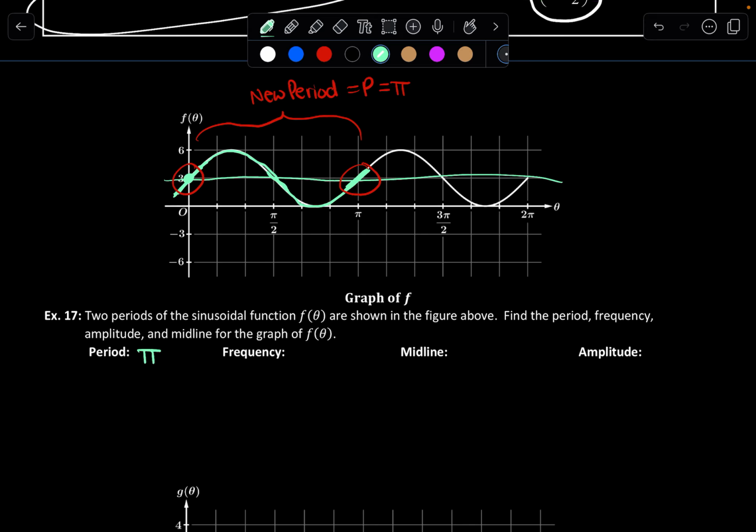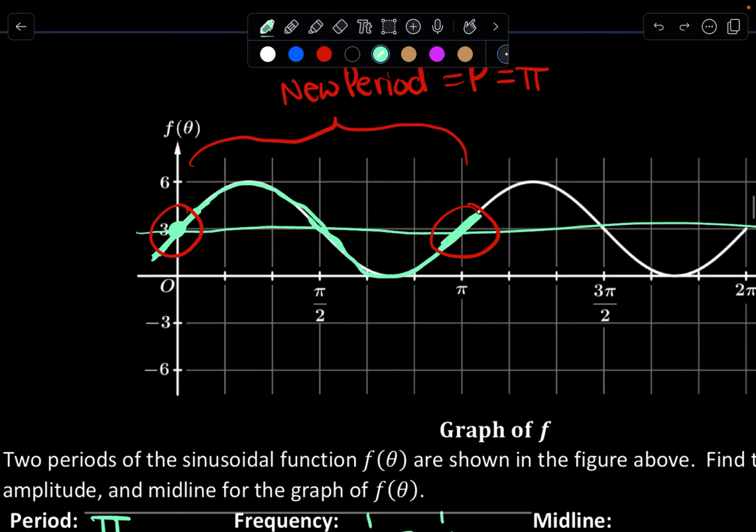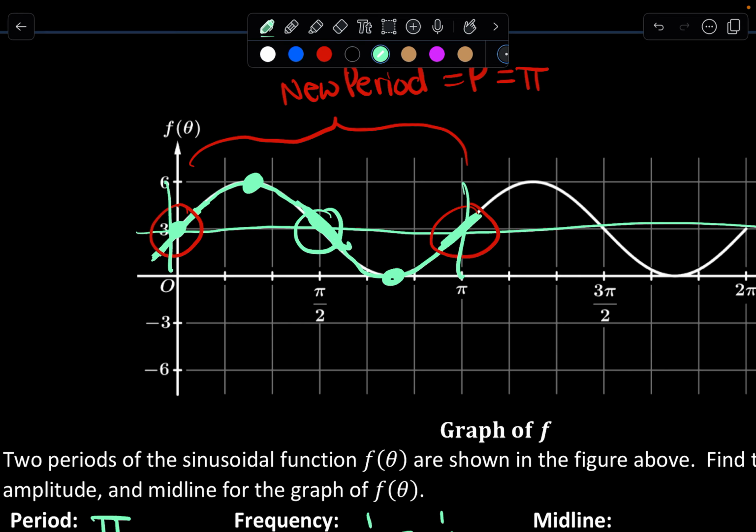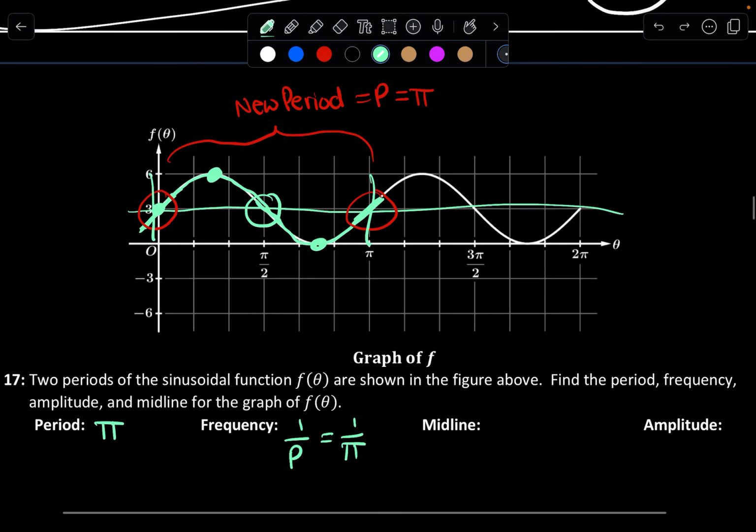Frequency is just going to be the reciprocal of the period, which is equal to 1 over pi because my period is pi. That just means each event occurs once. So within this 1 pi, I have one maximum. I have one minimum. I have one time that the sinusoidal curve passes the midline going decreasing, and one going increasing. Okay, so each event only occurs one time every pi.